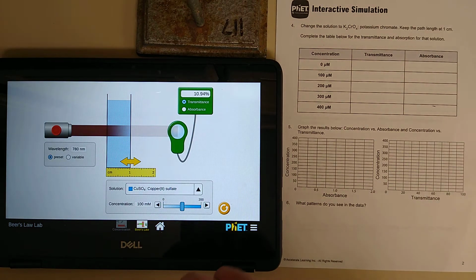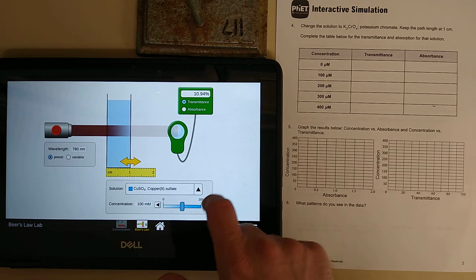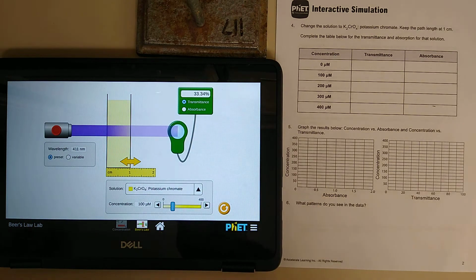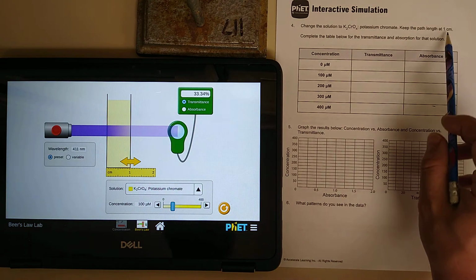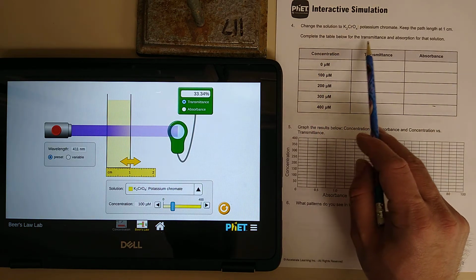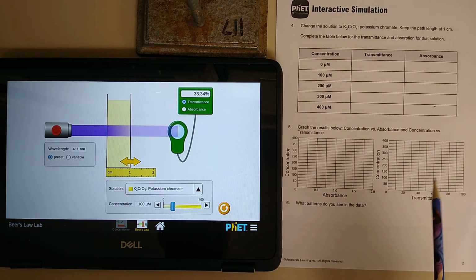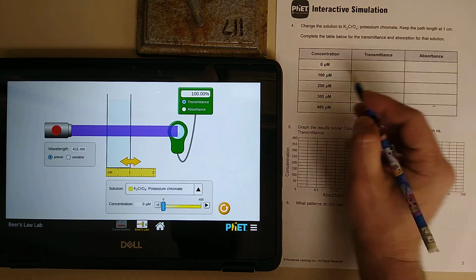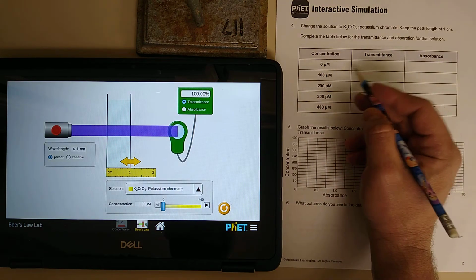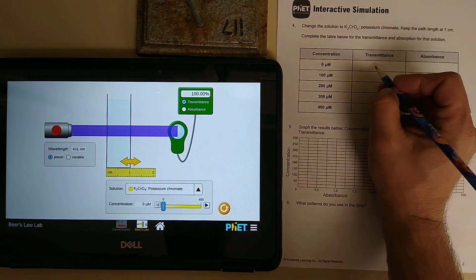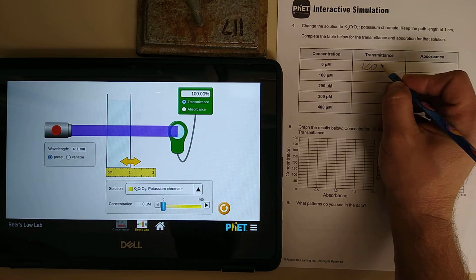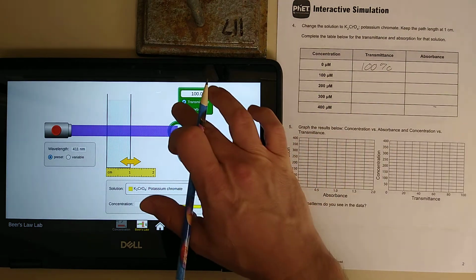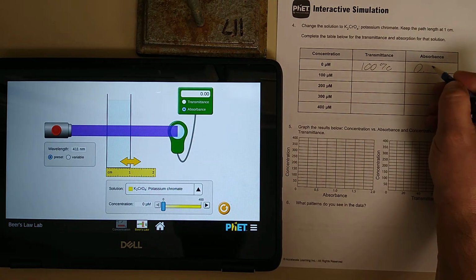All right, so moving on, we're going to change the solution to potassium chromate. There it is. We're going to keep the path at 1 centimeter. Complete the table below for the transmittance and absorption for that solution. So we're going to drop that down to 0. Concentration is 0. So transmittance, 100%. And absorbance, 0.00.